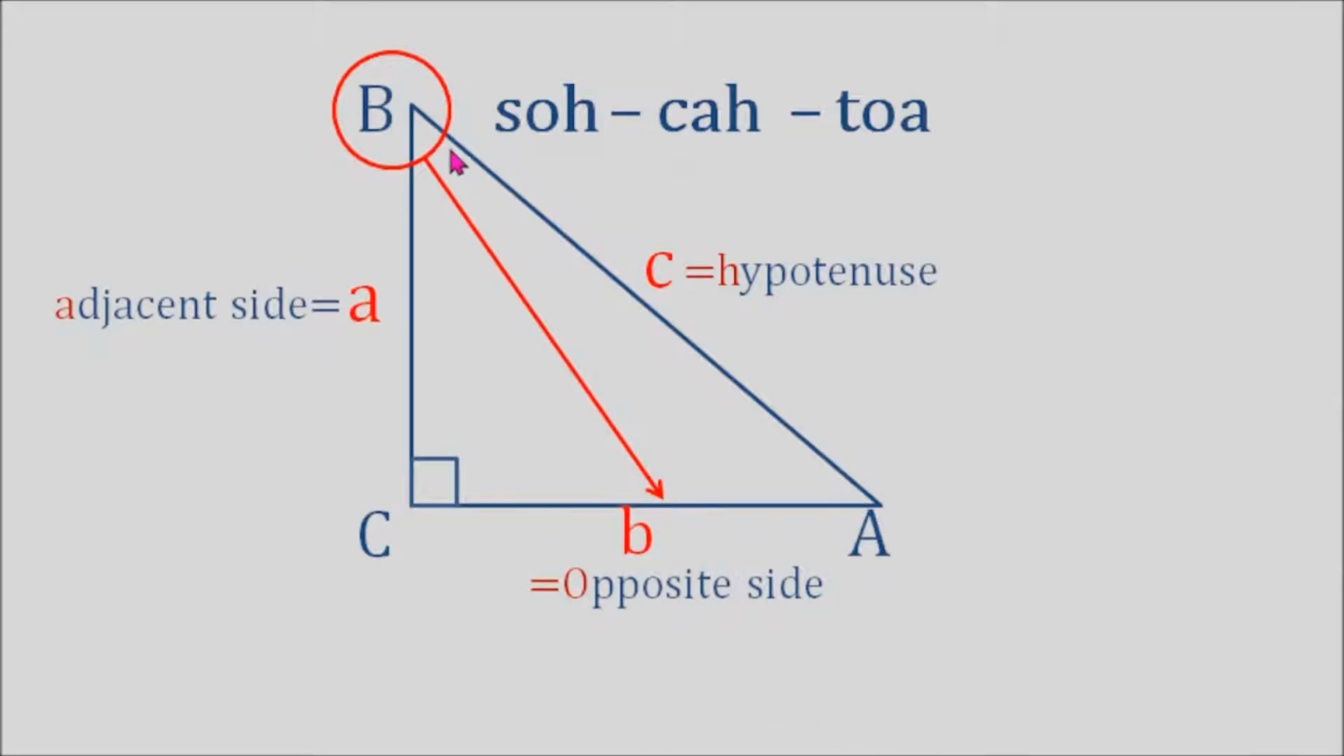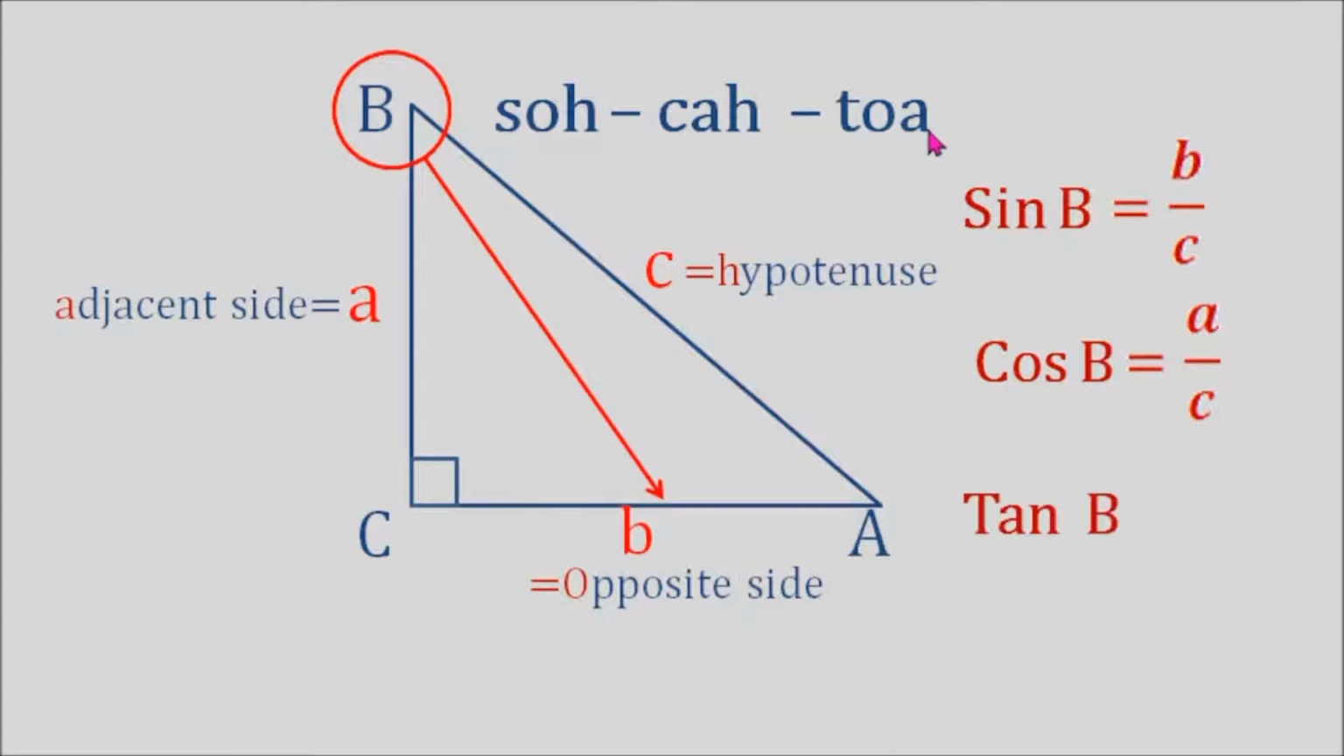The sine of angle B is the ratio of the opposite side and the hypotenuse. That means sine B equals B over C. And cosine B is the ratio of the adjacent side and the hypotenuse. That means cosine B is A over C. And tangent of angle B is the ratio of the opposite side and the adjacent side. That means tan B equals B over A.